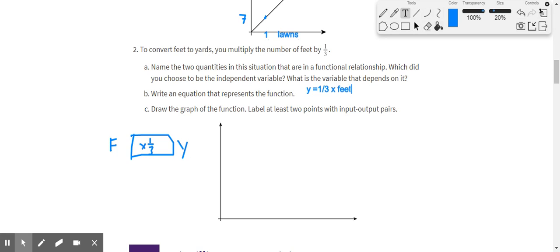We'll do the same thing. We have our independent and our dependent variable. The independent variable is what goes into the function box, so feet is going to go down here on the x-axis, and yards is going to go over here on our y-axis.